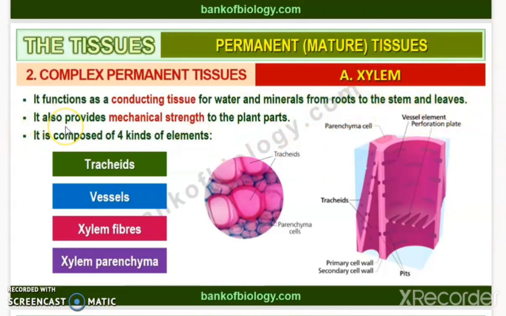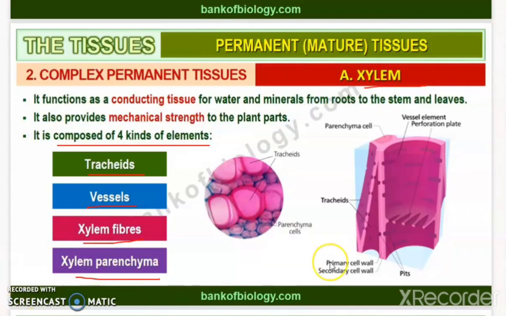Okay, and from the roots, water and minerals will move on to stem and leaves. And not only that, it also provides mechanical strength to the plant parts. And it is composed of 4 different kinds of elements. Right? So how is the xylem composed? It is composed of 4 different kinds of elements. Okay, so we said that they are conducting tissues, right? So they are not just one single tissue. They are composed of 4 kinds of elements. So 4 kinds of elements together form the xylem tissue. Okay, so what are the 4 kinds of elements? They are tracheids, vessels, xylem fibers, and xylem parenchyma.